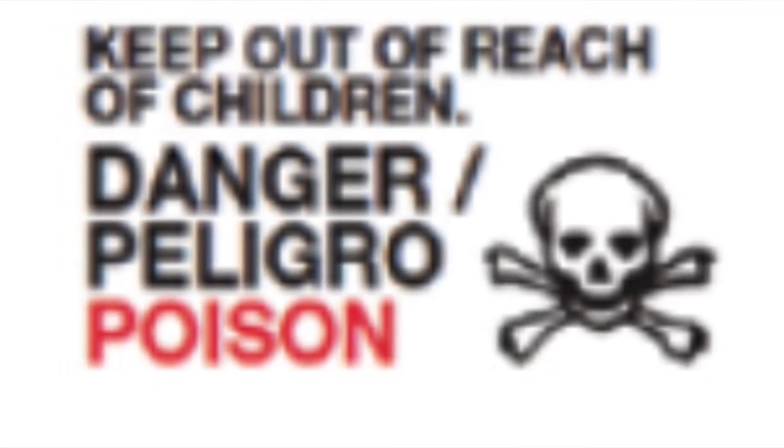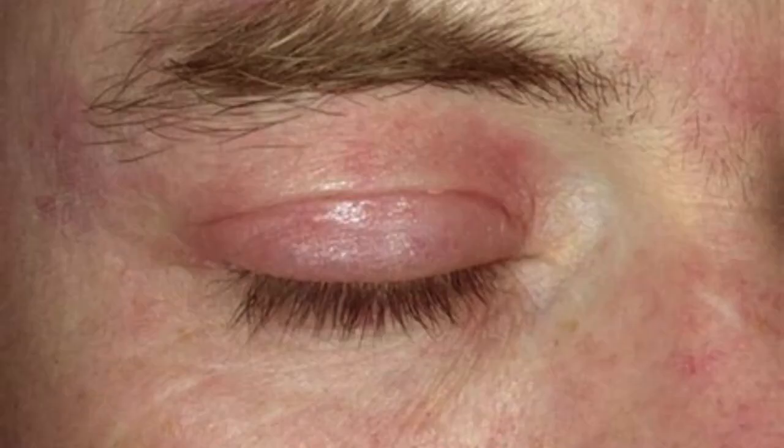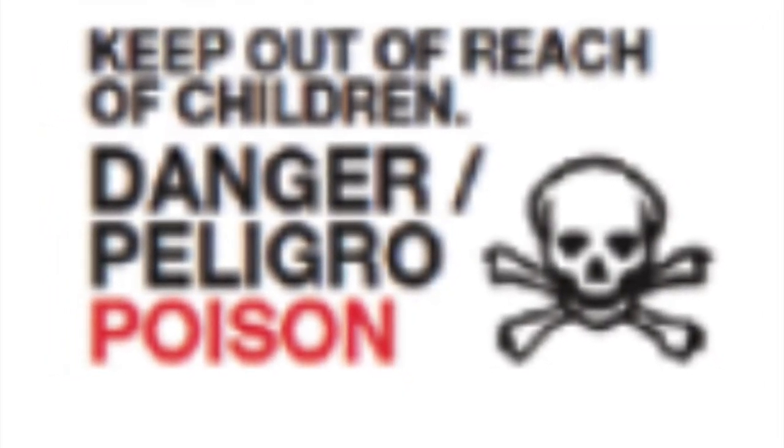Okay, so the first signal word that we're going to take a look at is the word danger. This word signals you that the pesticide is highly toxic, or it could cause severe eye or skin burning. Highly toxic pesticides also carry the skull and crossbones symbol and the word poison printed in red.